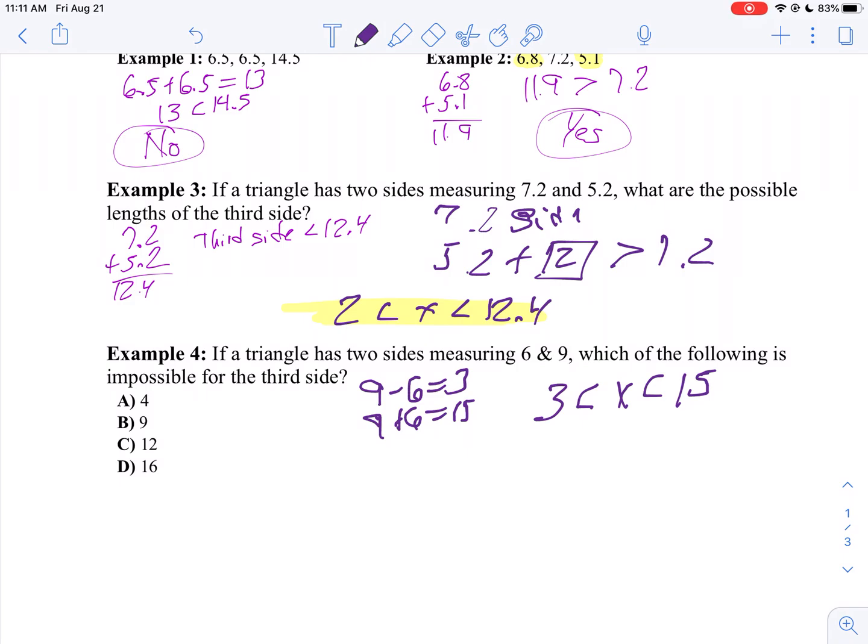It can't be 3 and it can't be 15. If 3 is a choice, that's the one I want to pick, but it isn't. So which one of these is impossible? 4 is between 3 and 15. 9 is between 3 and 15. 12 is between 3 and 15. Oh, 16 is too big. So the correct answer in that one is 16.